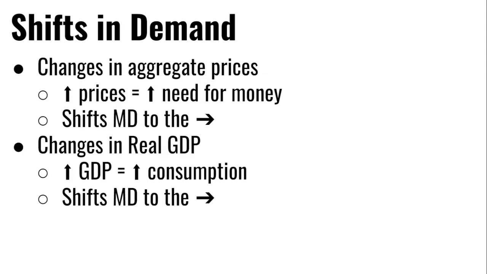Changes in real GDP also influence the amount of money that's demanded in the economy. If GDP is increasing, then presumably consumption is increasing, or business investment is increasing, or government spending is increasing. All of that requires money. And so there is an increase in the demand for cash when GDP is increasing, and we'll see a shift to the right in the money demand curve with a growing or expanding economy.